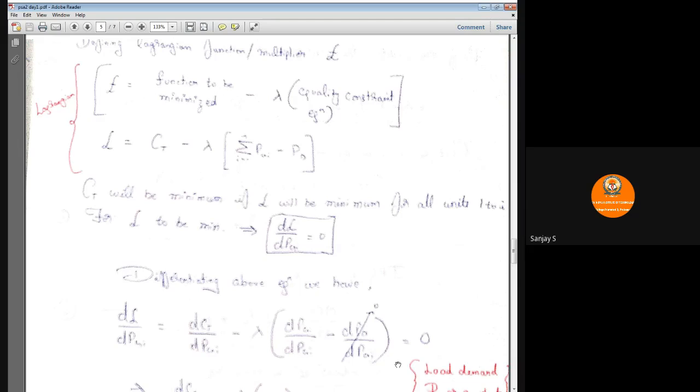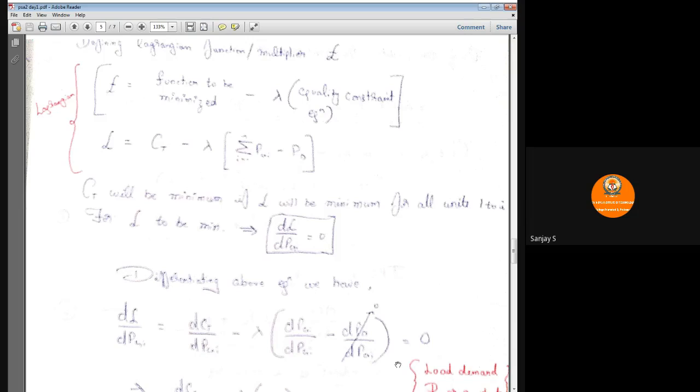So lambda is basically a variable here. Equality constraint equation we have already defined. Function to be minimized is nothing but cost, so I am replacing that by the variable Ct. So the Lagrangian is equal to Ct minus lambda into summation, i varying from 1 to n, PGi minus PD, which is the equality constraint equation. Now, in order to get any minimum of a function, we always tend to take the first derivative of the function mathematically.